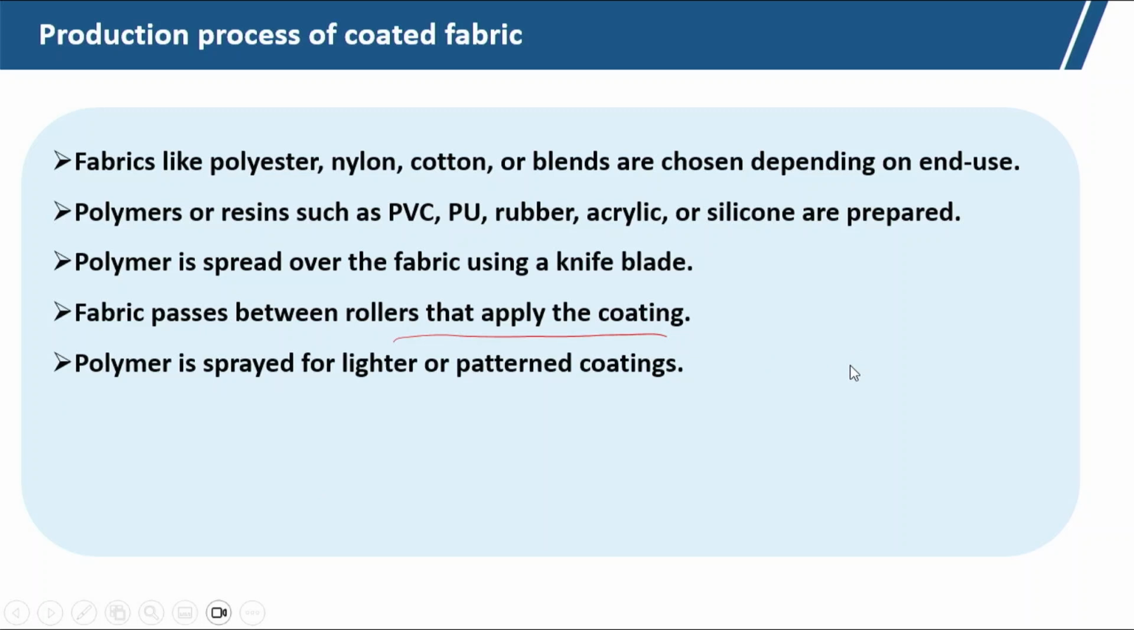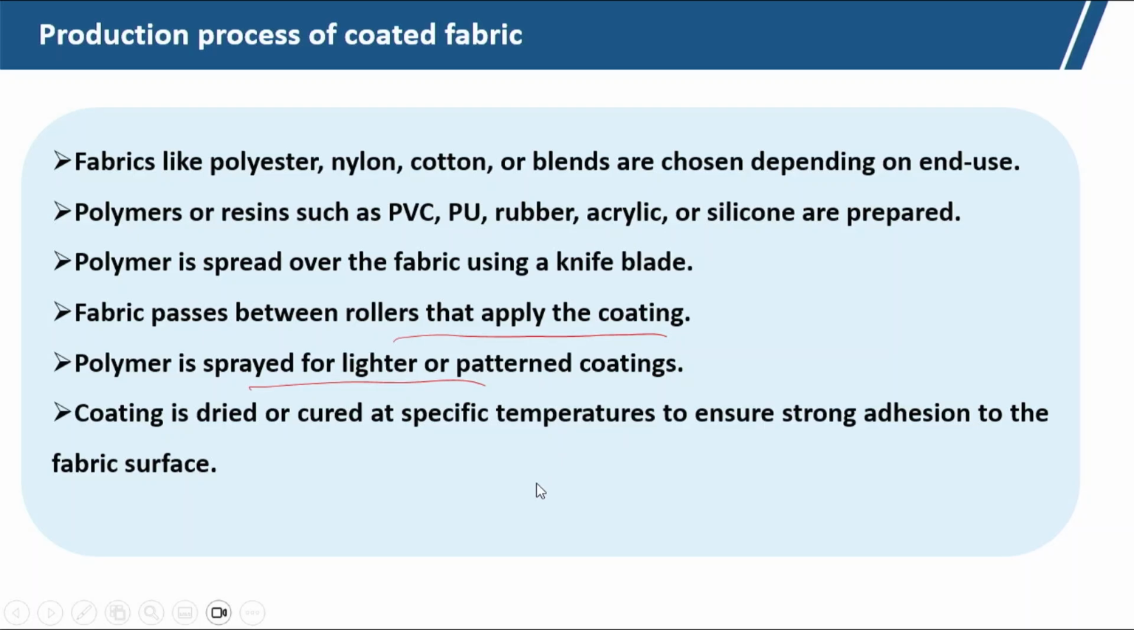And polymer is sprayed for lighter and pattern coating. So, spray coating is also there, where the polymer is sprayed, maybe not over the whole area for a pattern coating, or maybe throughout the surface. The coating is dried or cured at a specified temperature to ensure strong adhesion to the fabric surface. So, this is the coating process.